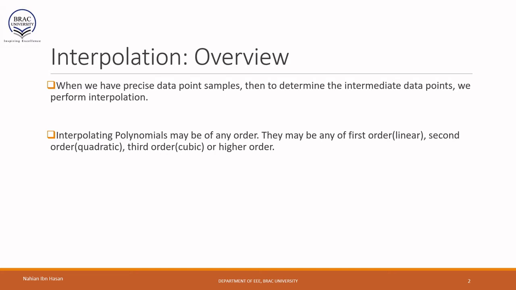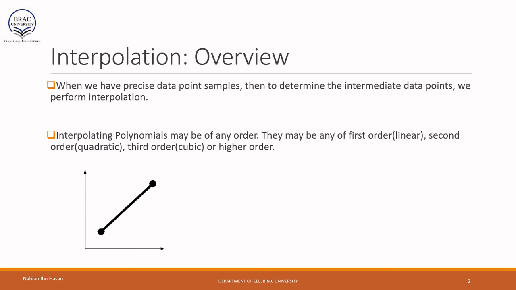Similar to the case of regression, the interpolating line that we are fitting through the data points can be of any order. That can be of first order, that means a linear interpolating line, or a second order, or quadratic interpolating line, or a third order or cubic interpolating line, or higher order. We learned the terms linear regression, second order regression, and polynomial regression in the last few lessons. Similarly, interpolating polynomials can be of first order, second order, third order, or higher order.